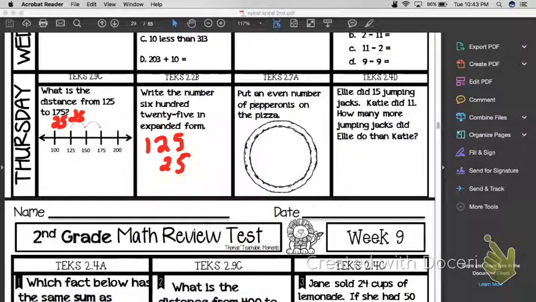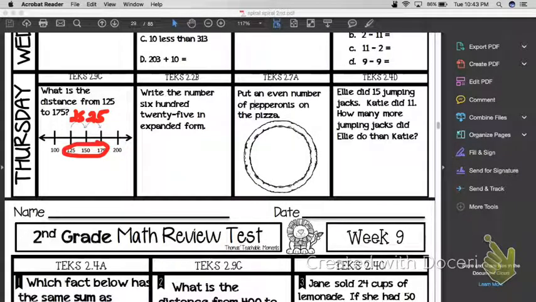But let me continue. From 125 to 150, we said there's a pattern of 25. From 150 to 175, in between there's another 25 numbers. So I'm going to write another 25. Let's erase this one from here, because we're only looking at these numbers right here.